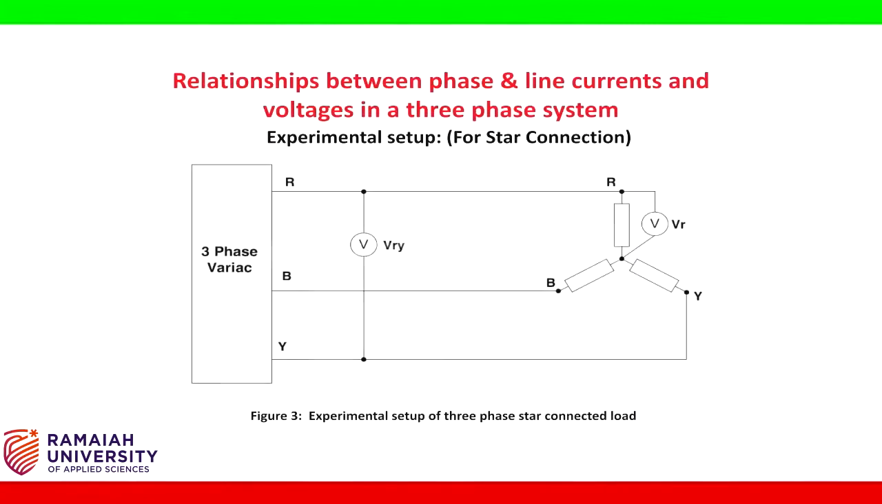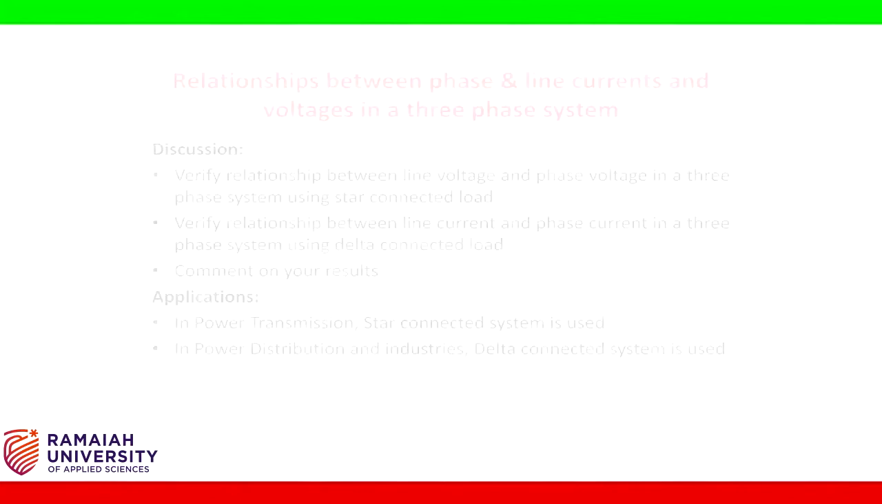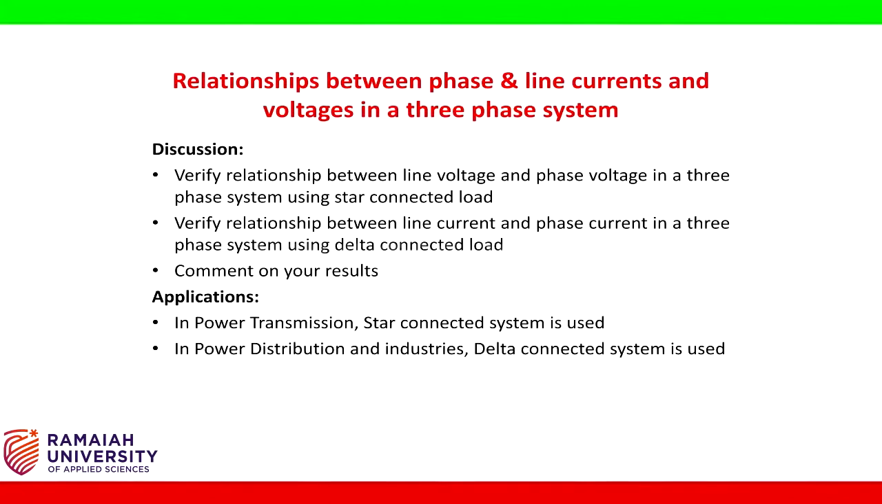This is the experimental setup of three-phase star-connected load. This is the experimental setup of three-phase delta-connected load. Discussion. Verify relationship between line voltage and phase voltage in a three-phase system using star-connected load. Verify relationship between line current and phase current in a three-phase system using delta-connected load. Comment on your results.